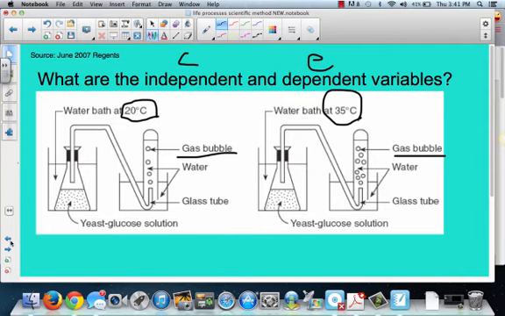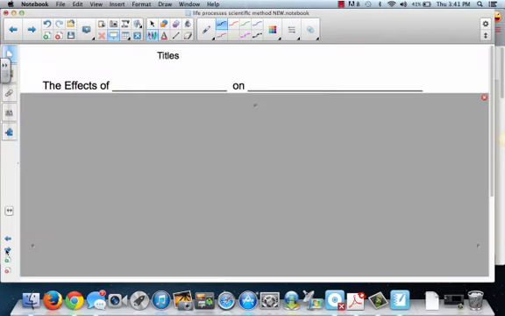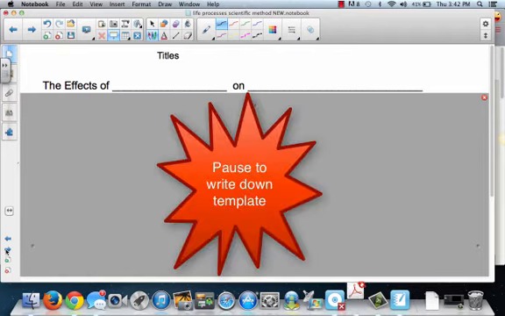Alright, so now let's talk about titles. When you're writing an experiment, when we write our labs, we write them in a very specific manner. So we're going to use the experiment that we just saw on the other page. We looked at temperature and we looked at the amount of bubbles. So when you're writing a title, it's the effects of blank on blank. I want you to pause the video and write that down in your notes.